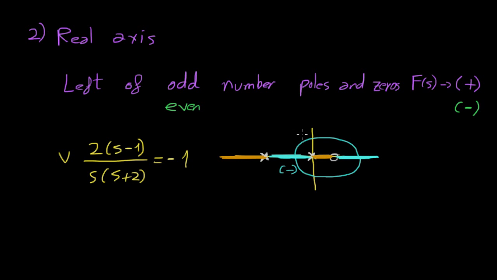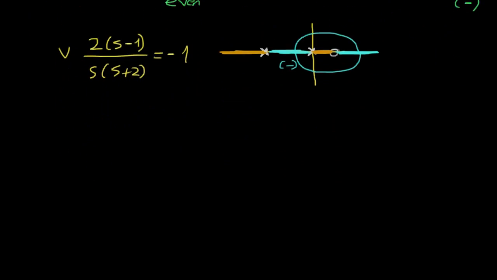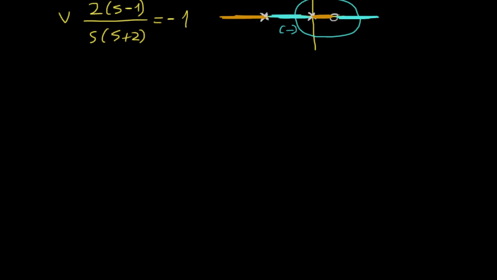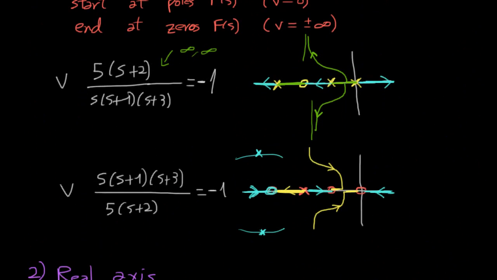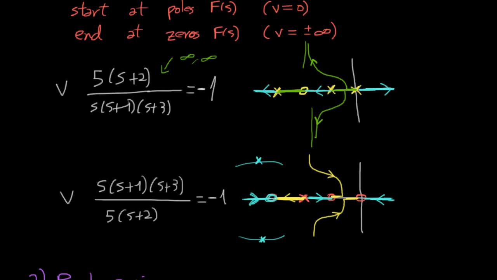Okay, and finally, the last rule we're going to learn in this video is the asymptotes. Those asymptotes that the root locus follow when there are more finite poles than zeros, or more finite zeros than finite poles. All those asymptotes intersect at a certain point called the centroid. The centroid of the asymptotes is given by this very simple formula.